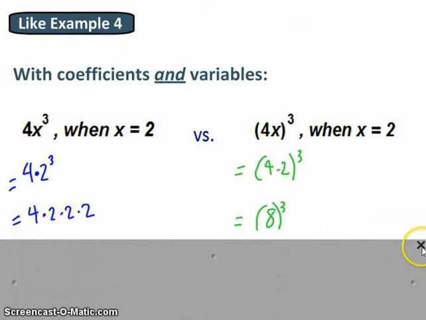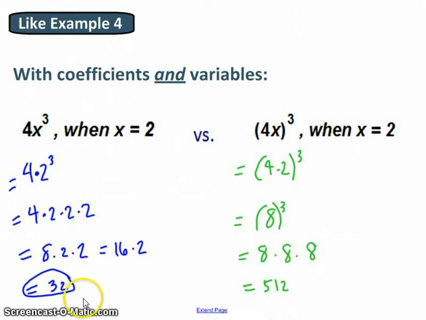Notice what the calculations turn out to be, though. On the left, I end up with 32. On the right, something very different, 512. Come in and talk with me if you don't see how these are calculated. Do hit the pause button if you want at any point and look it over more carefully to make sure you understand.